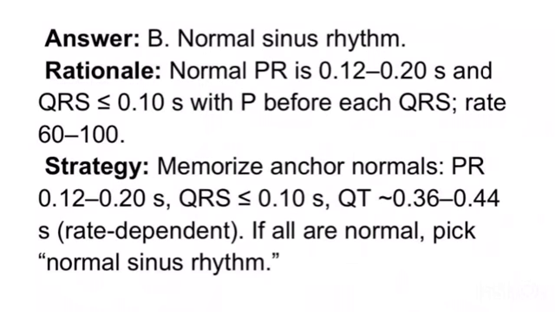Rationale: normal PR is 0.12 to 0.20s and QRS less than or equal to 0.10s with P before each QRS, rate 60 to 100. Strategy: memorize anchor normals, PR 0.12 to 0.20s, QRS less than or equal to 0.10s, QT 0.36 to 0.44s, rate dependent. If all are normal, pick normal sinus rhythm.